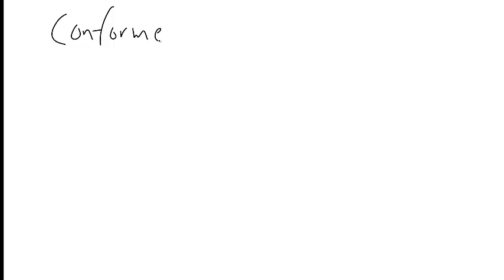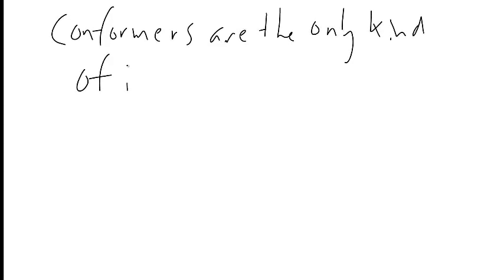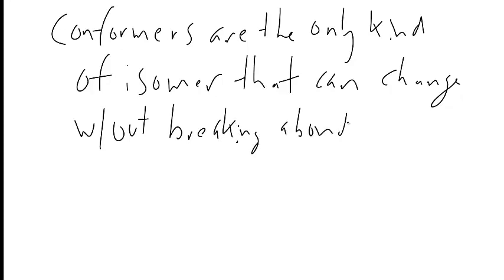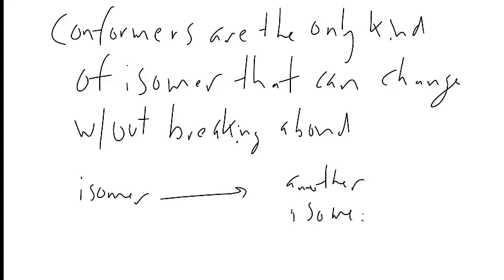Conformers are the only kind of isomer that can change without breaking a bond. To convert any other kind of isomer into another isomer, you're going to need some kind of reaction.